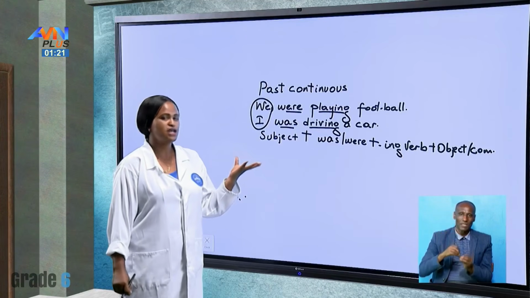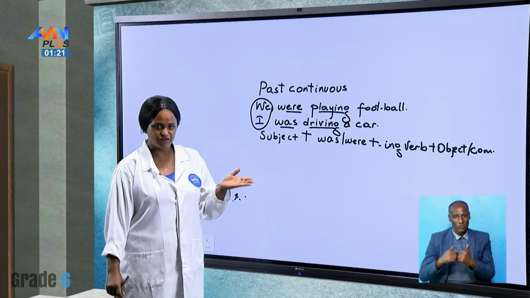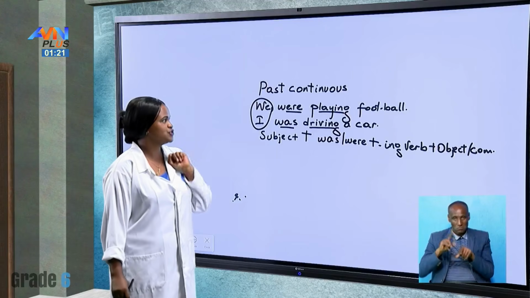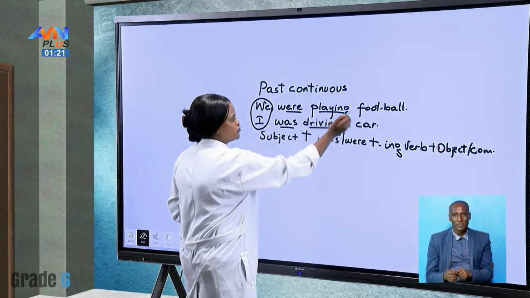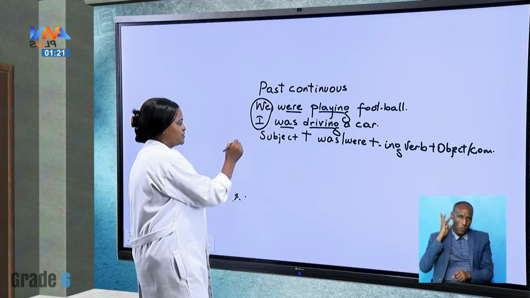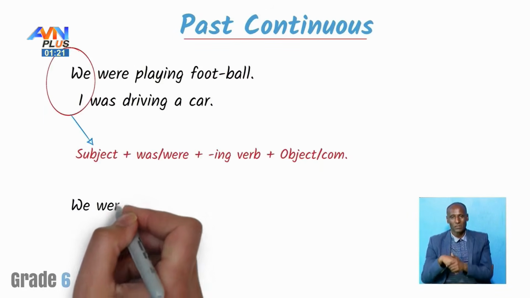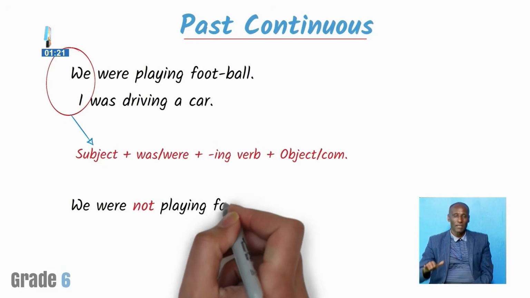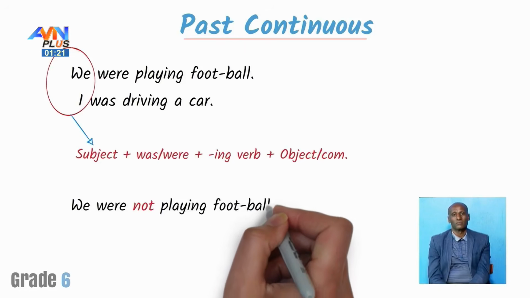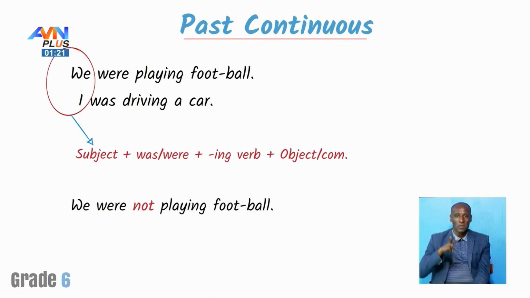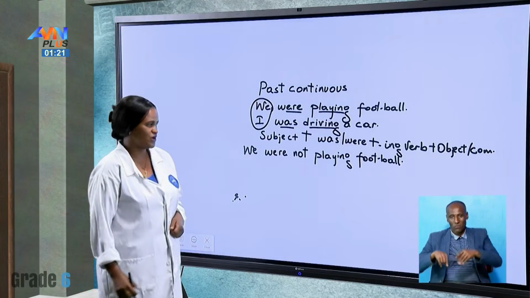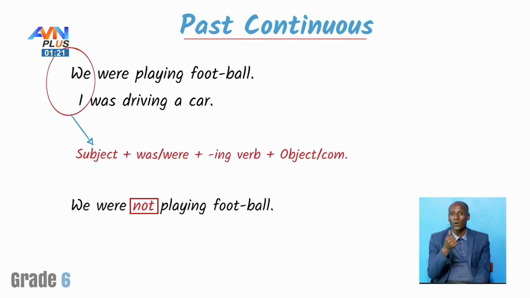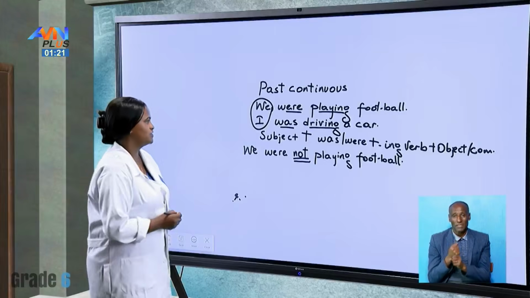And we also have seen how to make a positive sentence negative. How was that? For example, can we make these sentences negative? Let's do it. We were playing football. How can we make it negative? Good. We were not playing football. What do we have here? We, our subject, then were, and then not. This word makes our sentence what? Negative.